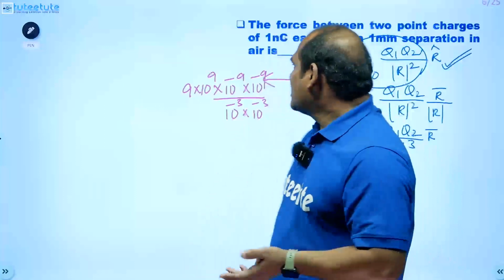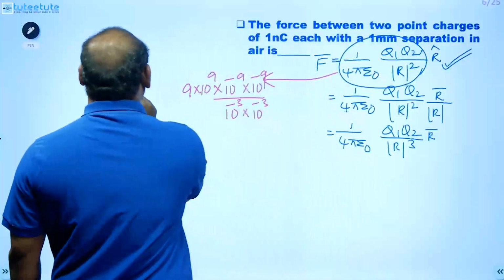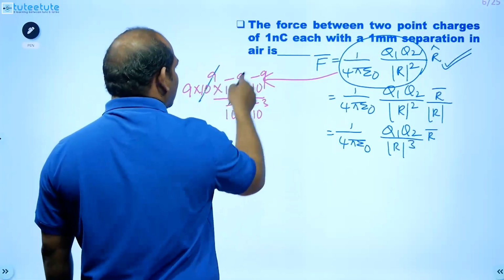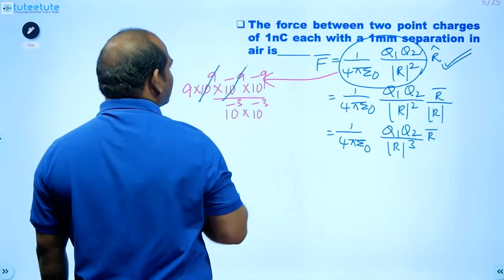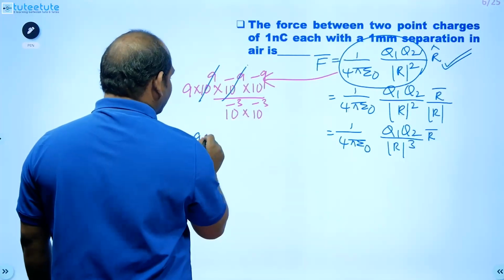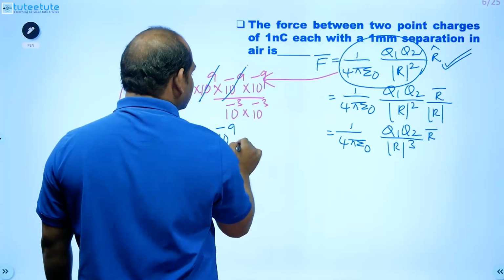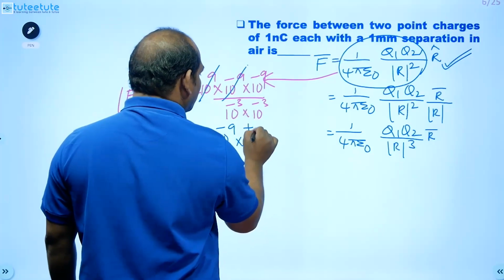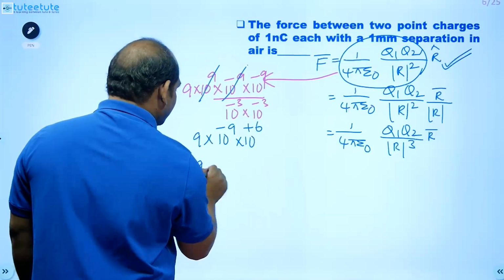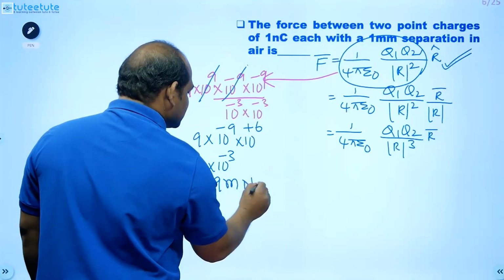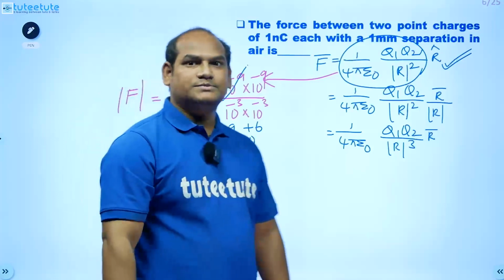So the magnitude of the force is equal to, this nano and this 10 power 9 will be cancelled, and 9 into, here we have 10 power minus 9, this is 10 power minus 6, if it goes to the numerator, you will get 10 power plus 6. So it is equal to 9 into 10 power minus 3, that means 9 millinewtons. This is what we can calculate.